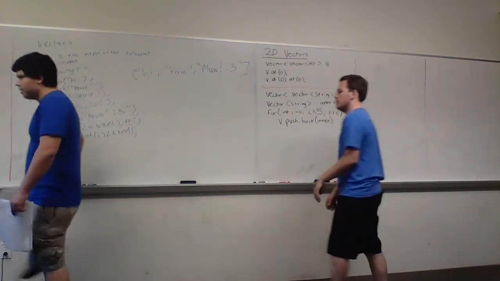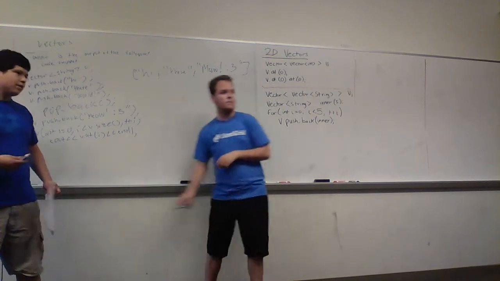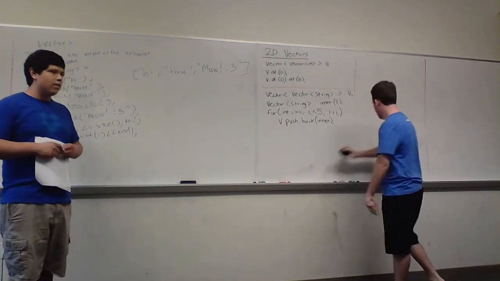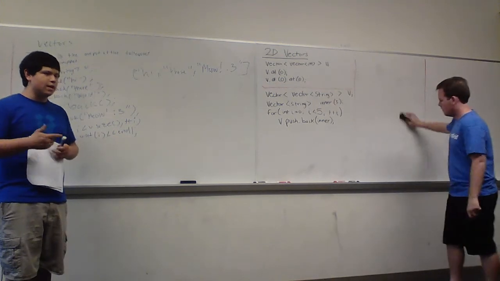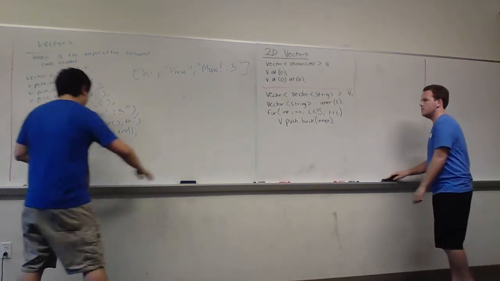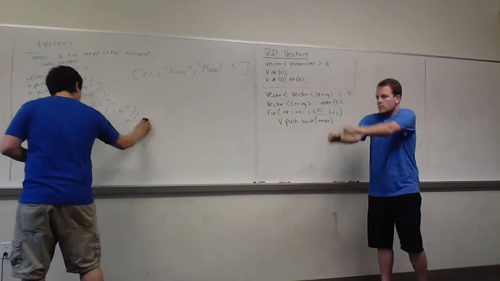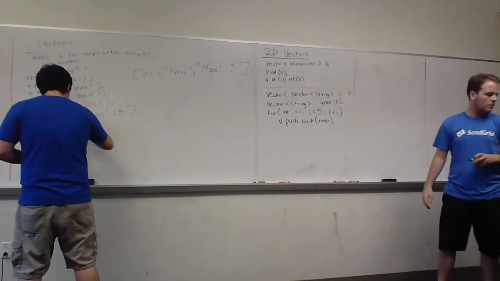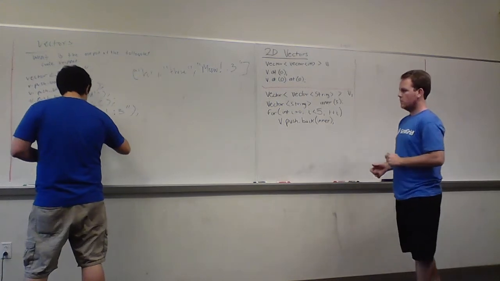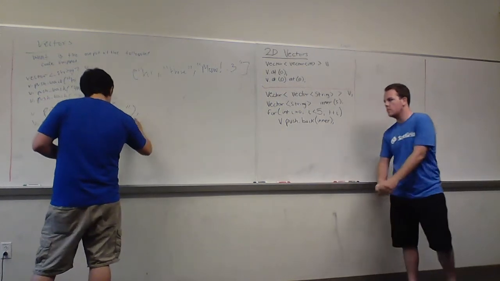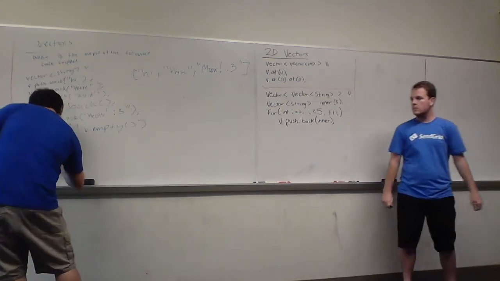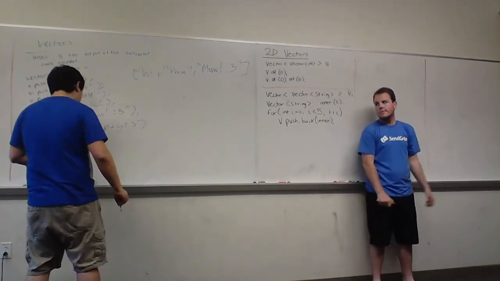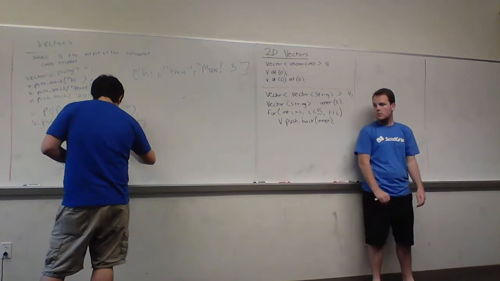I have a quick question. Does v.empty return anything, like a true or false? It returns a boolean. So I can say if not v.empty, cout "Alex is cool".